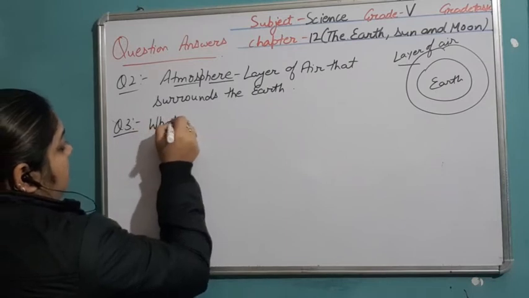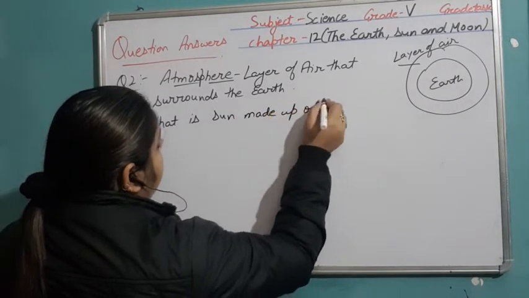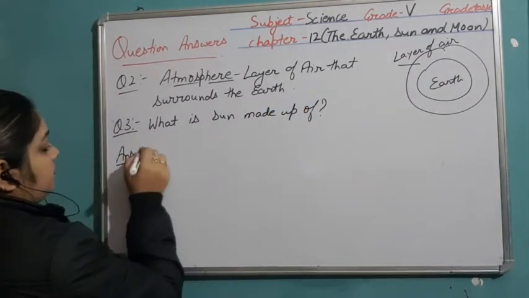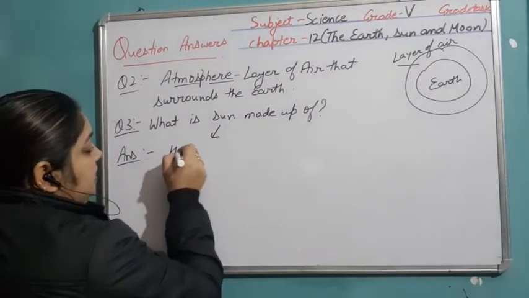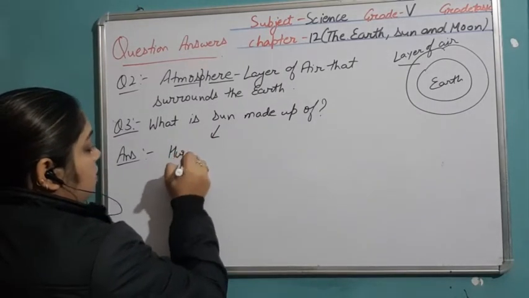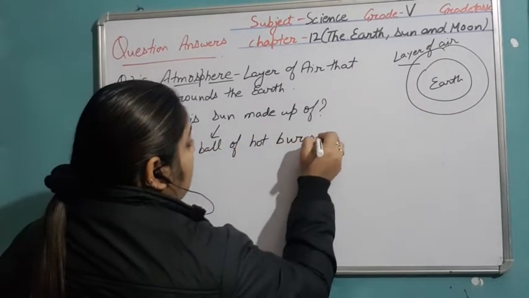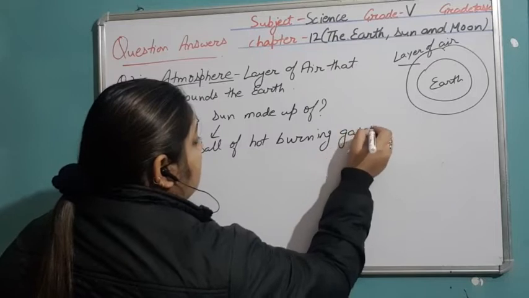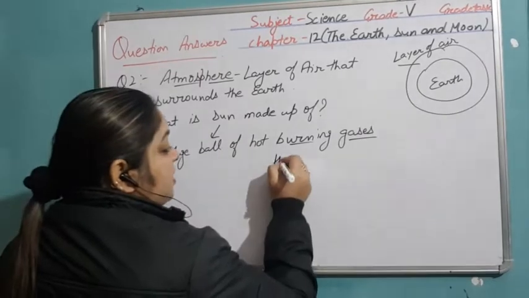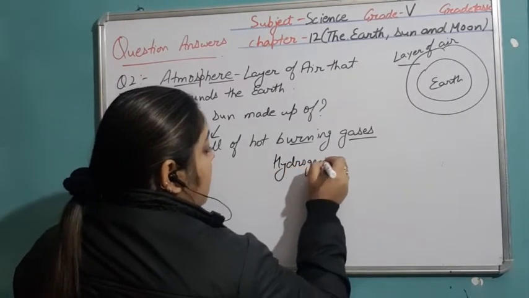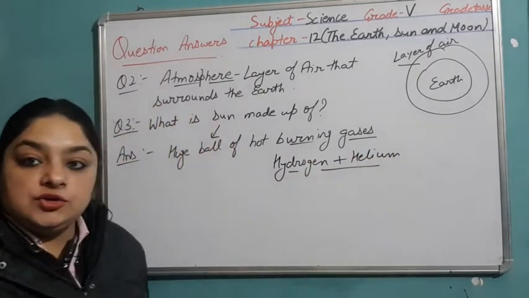Now when we are talking about what the sun is made up of. The sun is a huge ball of hot burning gases. Which hot burning gases? We can name them, especially hydrogen and helium. So it is made up of especially these two gases, hydrogen and helium.